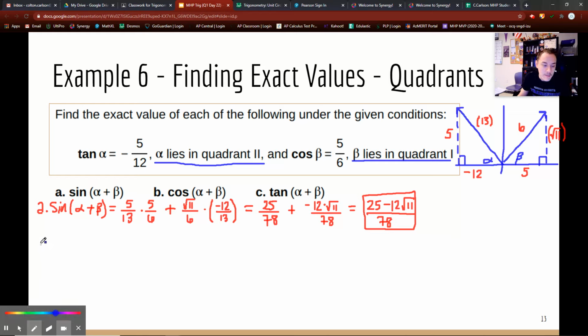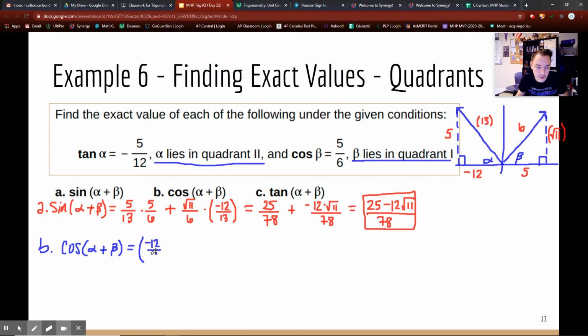Okay, so B, cosine. Let's do cosine. So cosine of alpha plus beta, okay, equals cosine of alpha plus beta. I'm not going to give you the formula again. I'm just going to do cosine of alpha plus beta and give you the answer. So cosine of alpha, that's the first thing it's going to ask us. Cosine of alpha, so I go over here, it's negative 12 all over 13. So I'm going to put this in parentheses, negative 12 all over 13, okay, times cosine of beta. So cosine of beta is right here, 5 all over 6. So I'm going to do 5 all over 6.